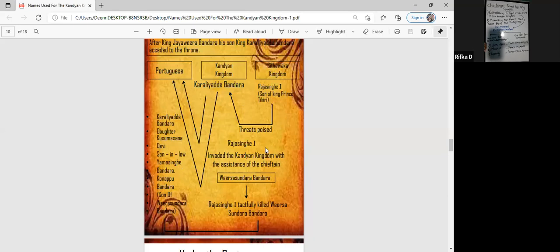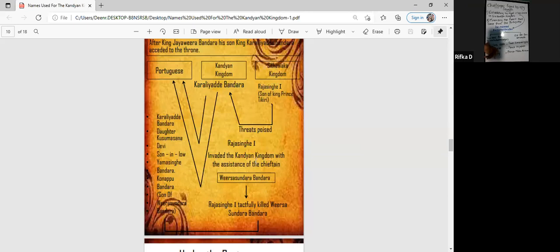So after that, the Kandyan kingdom was taken over by Rajasingha I. Later on, Rajasingha I had to rule two parts of the country: one is Sitavaka and the other was the Kandyan kingdom. At the time, he appointed Veerasundara Bandara to rule the Kandyan kingdom. But later on, he suspected that Veerasundara Bandara may betray him. Because of that, he tactfully killed Veerasundara Bandara.